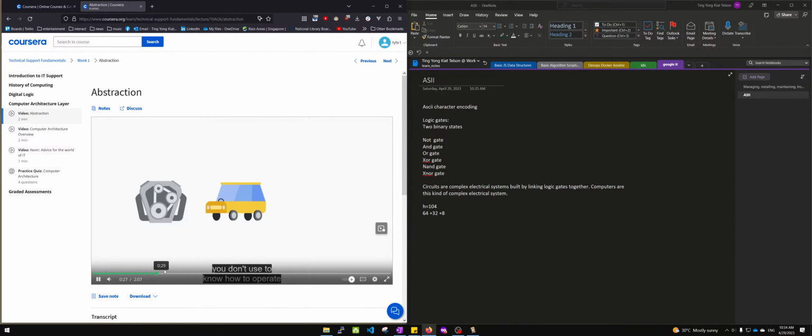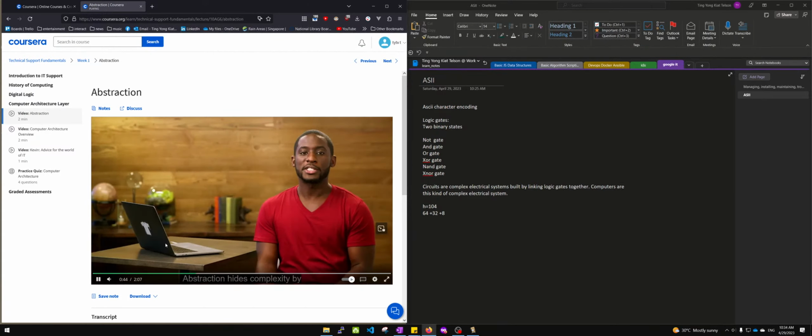Use abstraction to operate the transmission or the engine directly. There's a steering wheel, some pedals, maybe a gear stick. Abstraction hides complexity by providing a common interface. The steering wheel, pedals, gear stick, and gauges in our car example. The same thing happens in our computer. We don't need to know how it works underneath the hood.